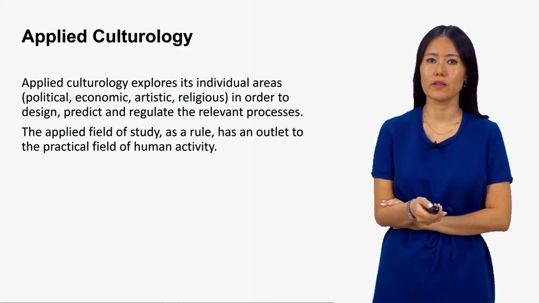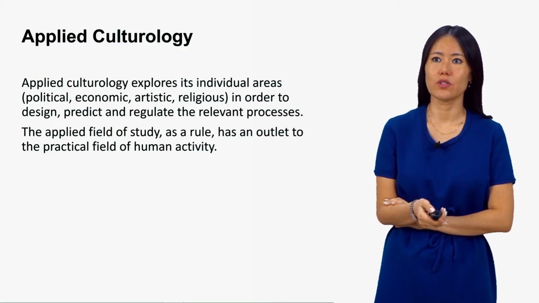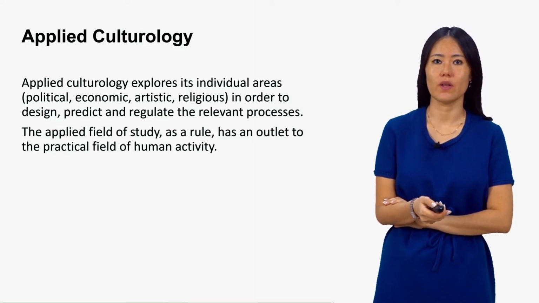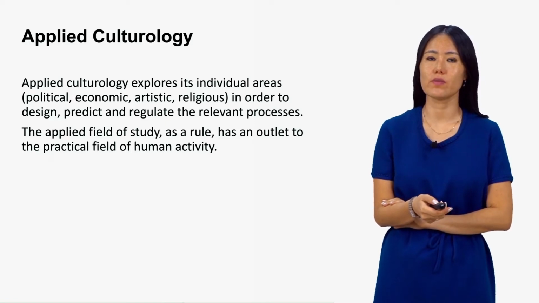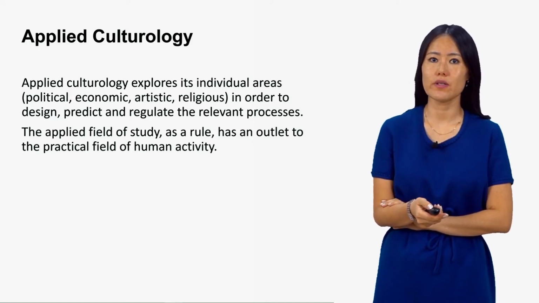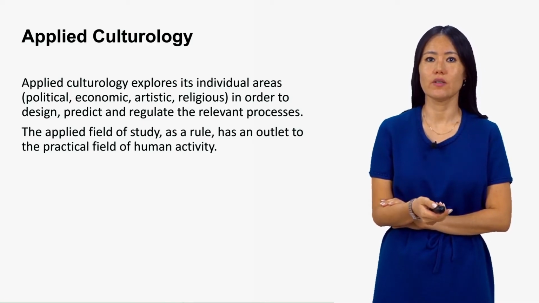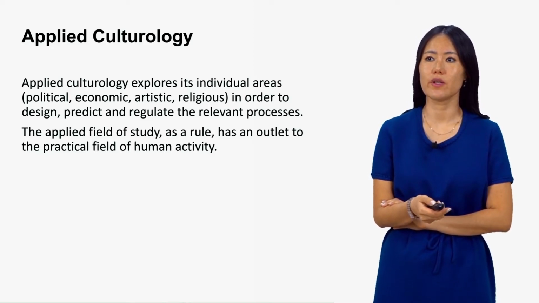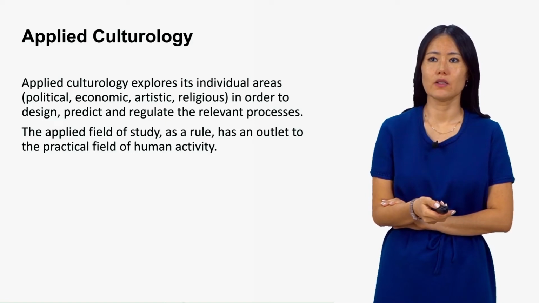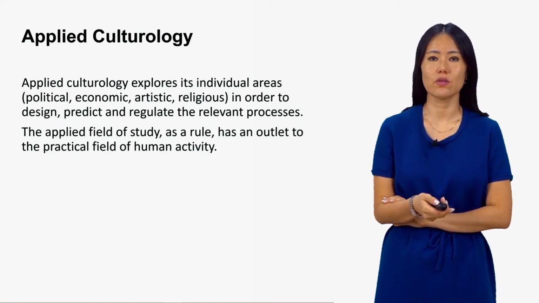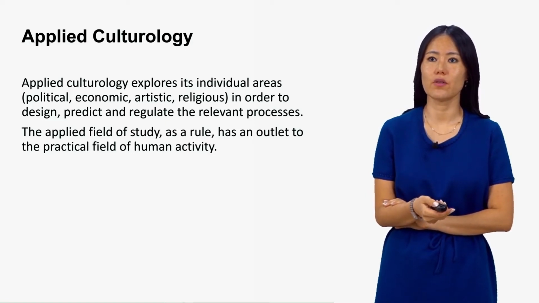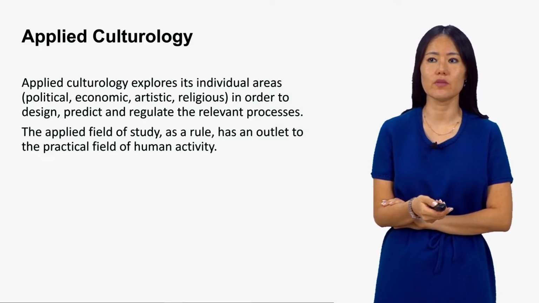And the second part of culturology is applied culturology. So this part of the science explores its individual areas, such as political, economic, artistic, religious spheres, in order to design, predict, and regulate the relevant processes. And the applied field of study, as a rule, has an outlet to the practical field of human activity.